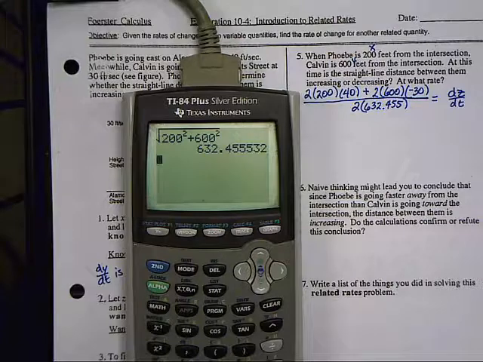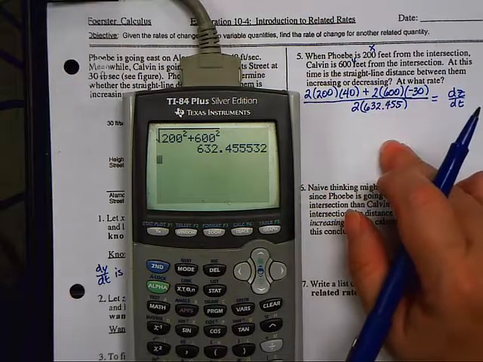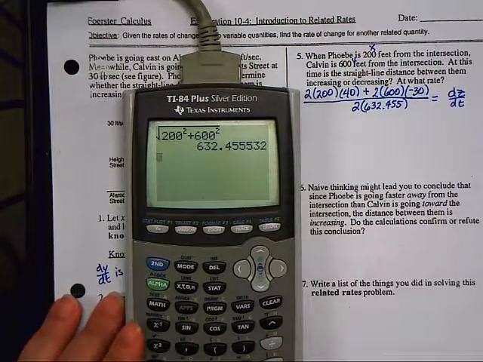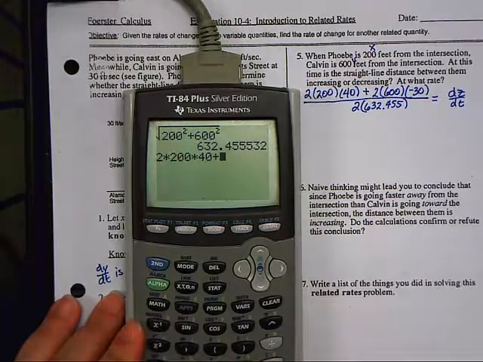Okay, now we need to go ahead and plug this into the calculator. I'm not going to do it the way I did it last period. I'm going to make it a little easier. Do the whole numerator first. So 2 times 200 times 40 plus 2 times 600 times negative 30.